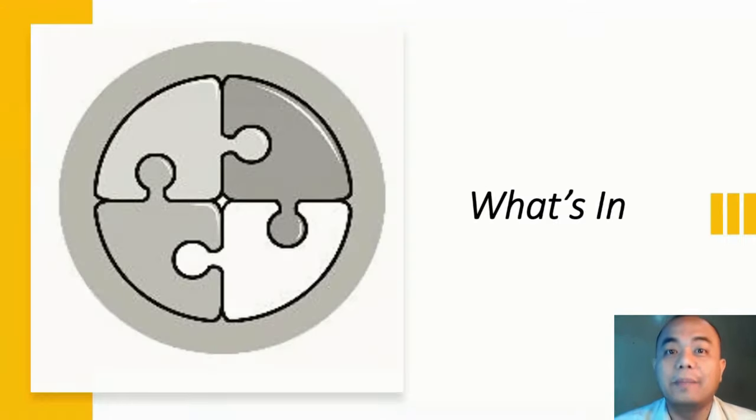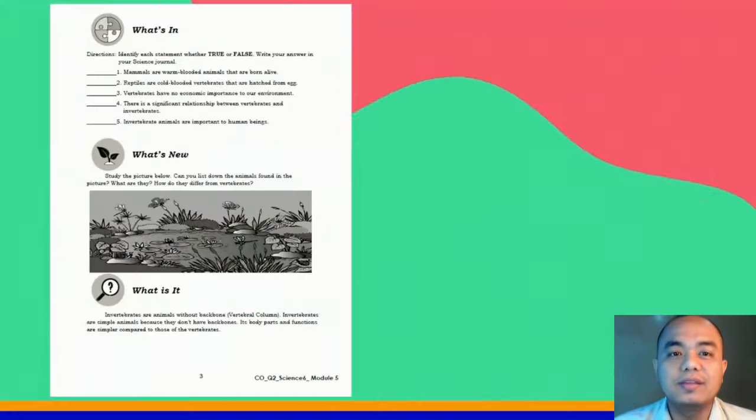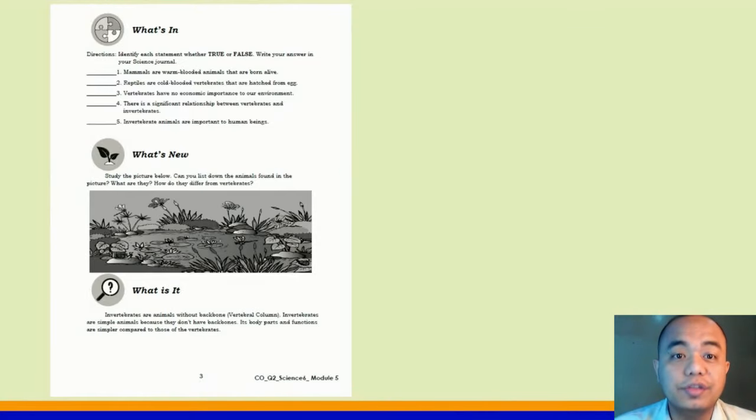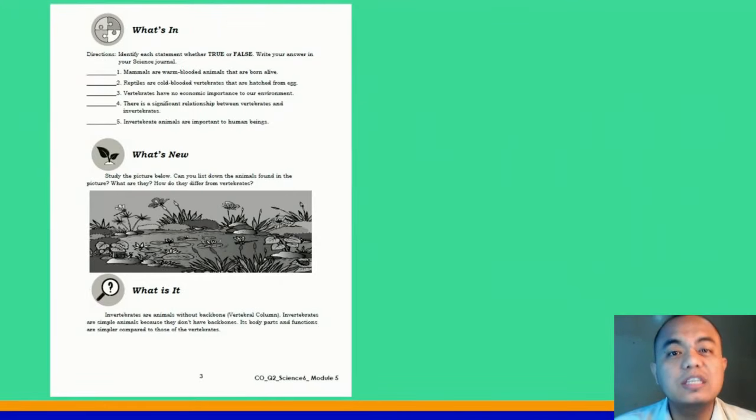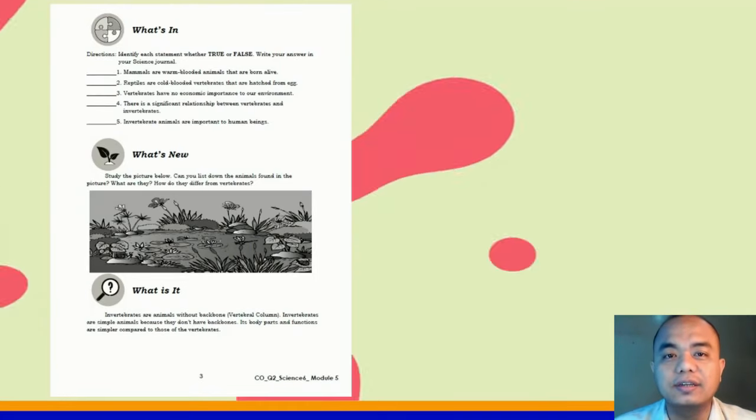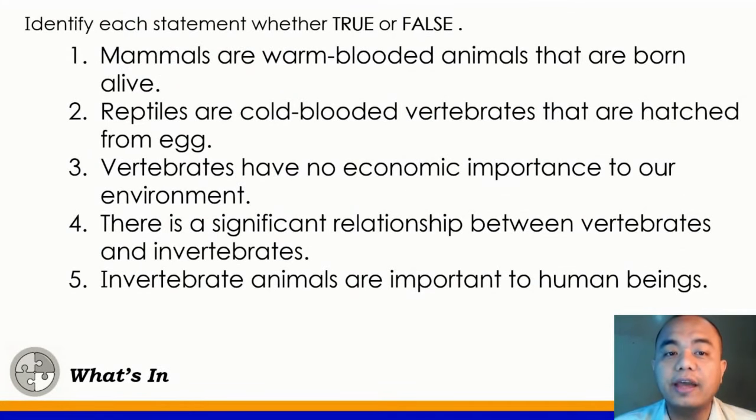Are you excited? But before we proceed, let us answer the What's In part of your module. This could be found on page 3 of the module. This is just a sort of review of last week's lesson. All you have to do is to identify true or false. Number 1. Mammals are warm-blooded animals that are born alive. True or false? Review lang ni. The correct answer is true. Mammals are warm-blooded. The bodies of mammals cannot adjust with the temperature of the surrounding.